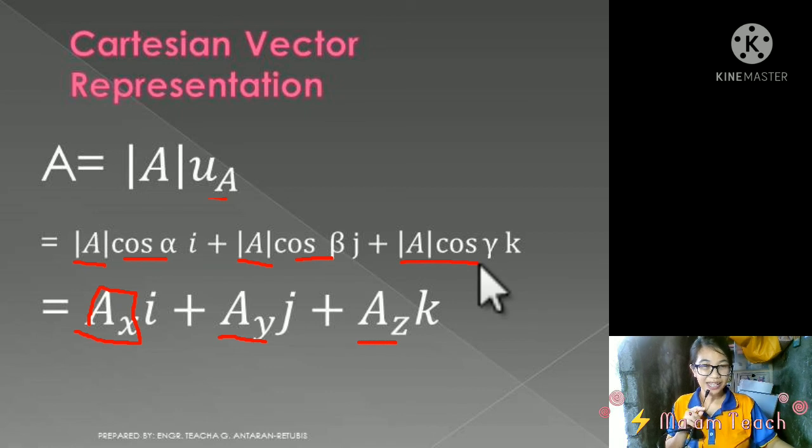So, let's say for example, given the alpha, beta, and gamma, as well as the magnitude, if you are asked to express it in Cartesian vector notation, this is what you will use. Followed? I hope that you followed it. And that's it for the Cartesian vector representation.